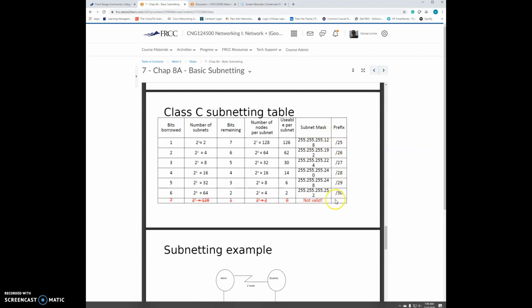Remember, this is only as we subnet. We can't go to a 31 because we'll have no usable hosts per subnet. So we don't really go past a 30. We just stay at the 30 and call it the end.